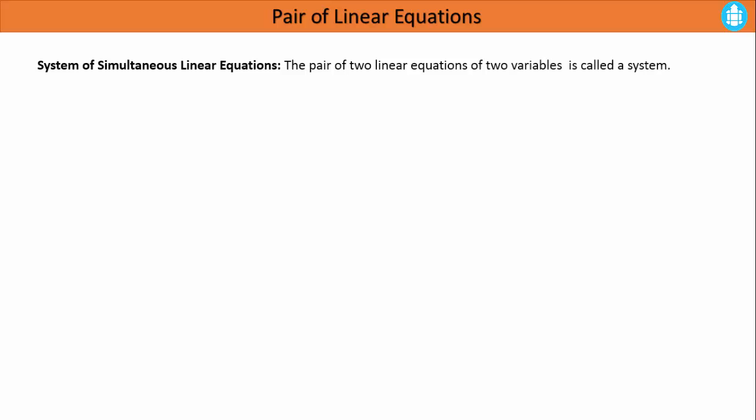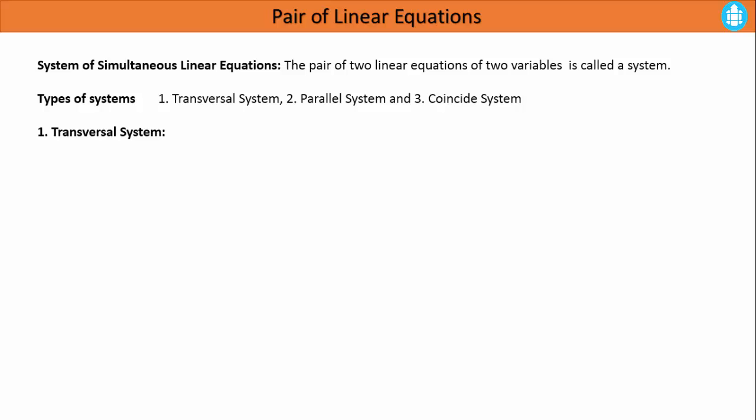Now we study the system of simultaneous linear equations. A pair of two linear equations in two variables is called a system. Types of systems: transversal system, parallel system, and coincident system. Let us see the transversal system. When both lines intersect each other, the system is called a transversal system.